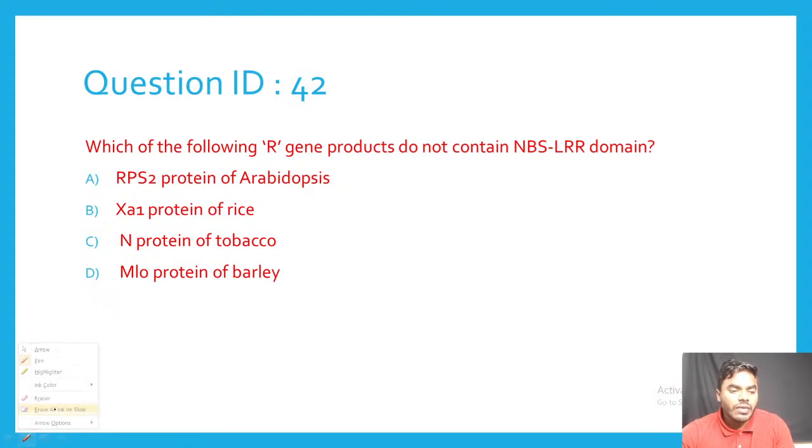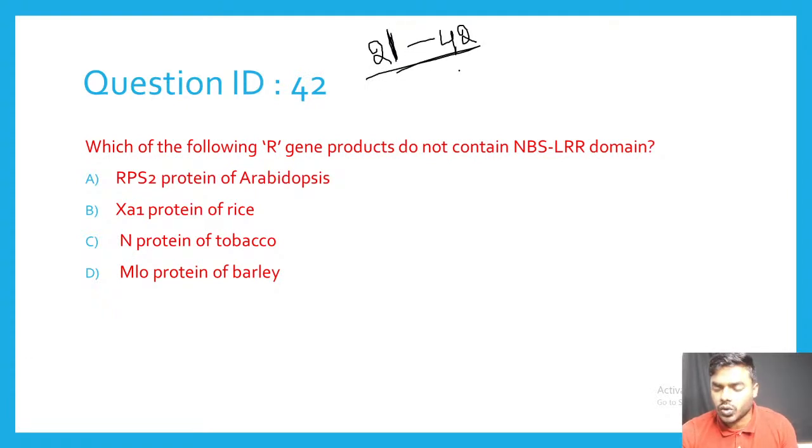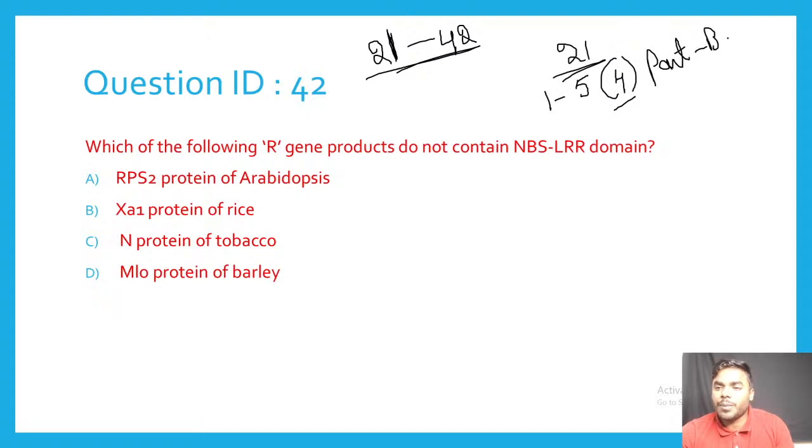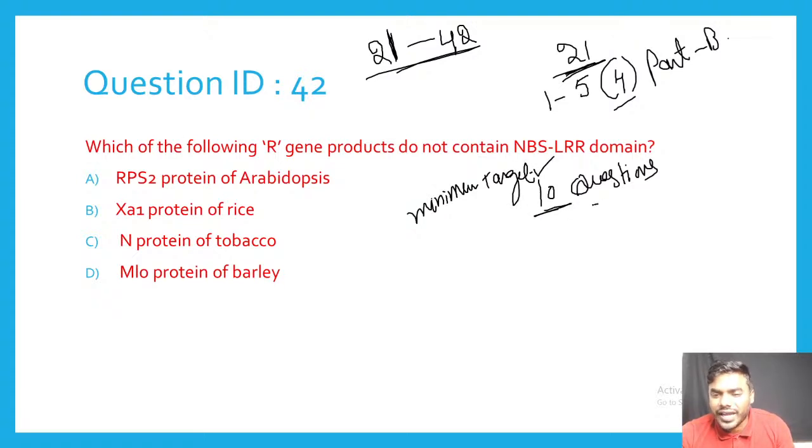So friends, listen. We started with question number 21 and ended with question number 42. Total how many questions are there? 21 questions. So on average, from 1 to 5 chapters, we are getting 4 part B questions. So in your upcoming September exam, every student keep it in your mind. Out of these 21 questions, your minimum target is to answer 10 questions. When I say answer 10 questions, it means you have to answer correctly.